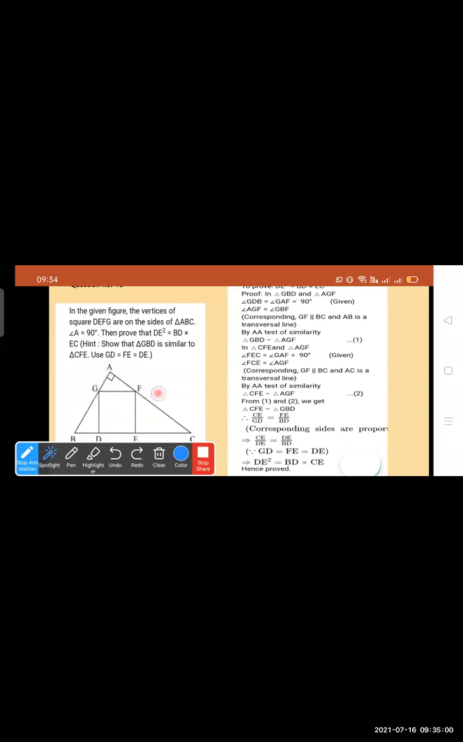Angle AGF is equal to angle GBD, means corresponding angles, or whatever we have here lie on the same line. Again here we write angle F is congruent to angle C. So with these two conditions we get these two triangles are similar by AA test. Again these two triangles are similar. Then from 1 and 2, GBD is similar to CFE. Then apply the corresponding sides which are in proportion. Then replace the condition.